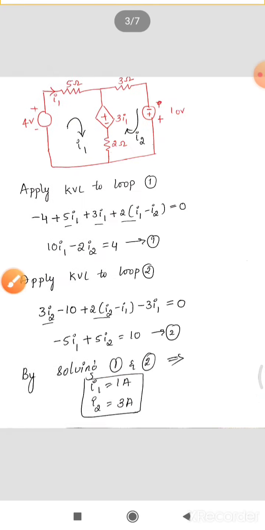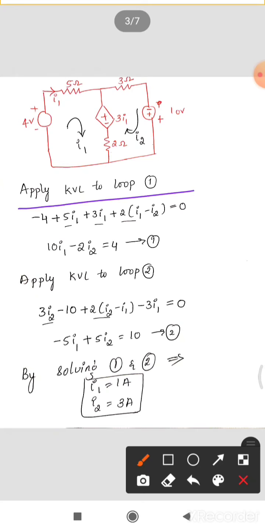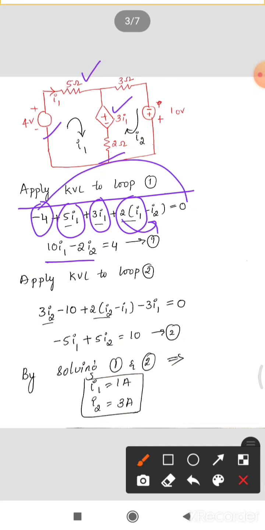Let's see this. Apply KVL for the first loop: minus 4 volt, plus 5 I1 plus 3 I1 plus 2 (I1 minus I2) equal to 0. Simplify. 5 I1 plus 3 I1 plus 2 I1 is 10 I1, minus 2 I2 equal to, this 4 can be sent this side, which is equal to plus 4.